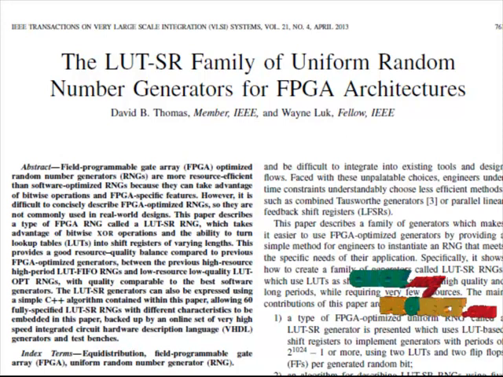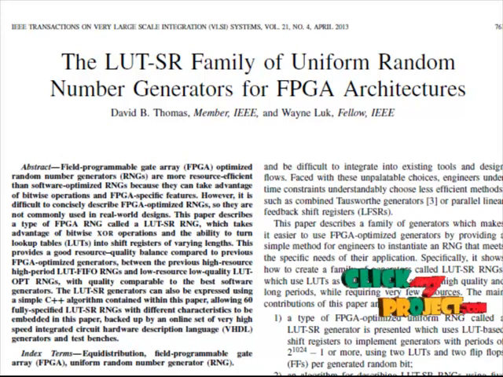While it is possible to construct all possible generators ahead of time, the resulting set of codes would require many megabytes and be difficult to integrate into existing tools and design flows. This paper presents a family of generators which makes it easier to use FPGA-optimized generators, by providing a simple method for engineers to instantiate a random number generator that meets the specific needs of their applications.